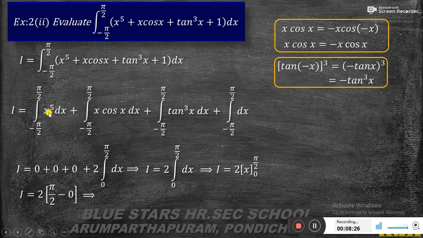So odd functions mean the integration is 0. That means the integral from minus a to plus a of f of x dx equals 0, since f of x is an odd function. So here x power 5 is an odd function, so its value is 0.